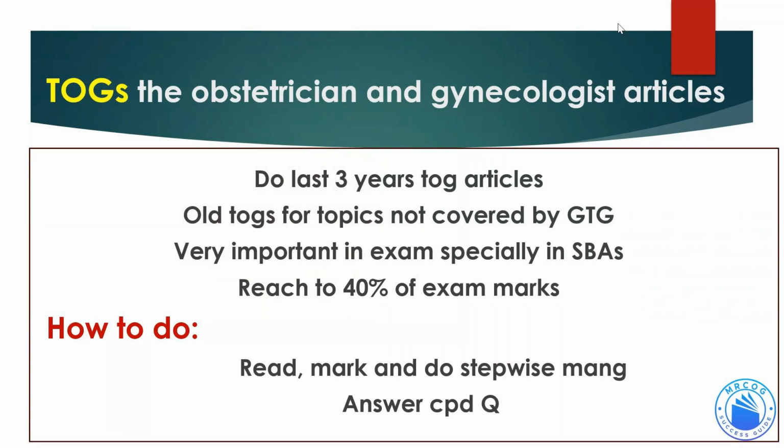And do not depend only on the last 3 years of TOG articles, but you should also do the TOG articles that are older than 3 years, if they will help you in the exam, if you don't have the same information from the Green Top guideline or NICE guideline, or if they are not covering this topic, like phenylketonuria.